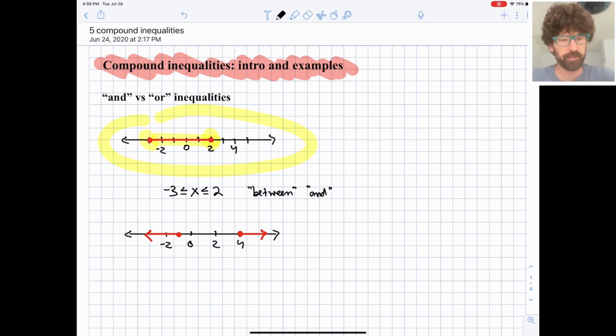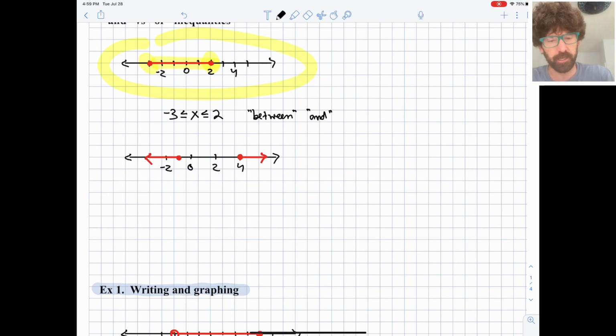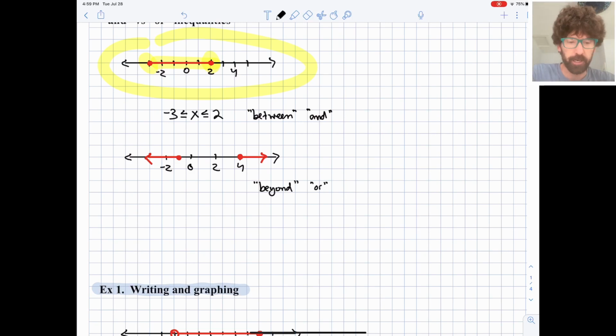And that contrasts with these or inequalities, what I also call beyond inequalities. So this graph down here, I call it a beyond or an or inequality, where x can be less than or equal to -1, and that's talking about this part of the graph right here. x can be less than or equal to -1 or greater than or equal to 4. And you notice that I use the word or in between those two statements. And so we would write this as x is less than or equal to -1 or x is greater than or equal to 4. Okay, so those are examples of compound inequalities.